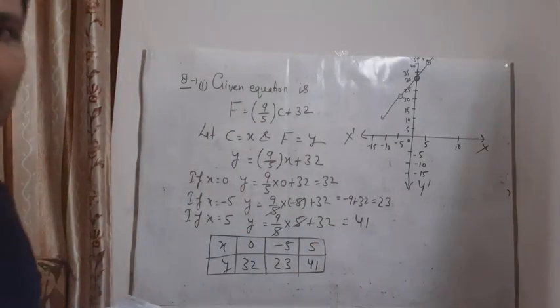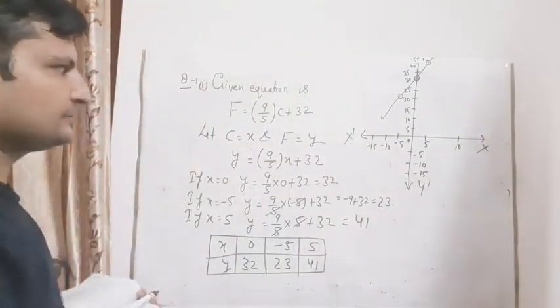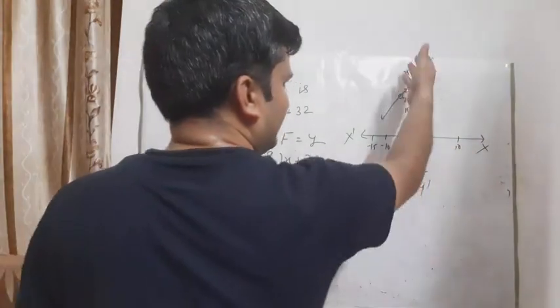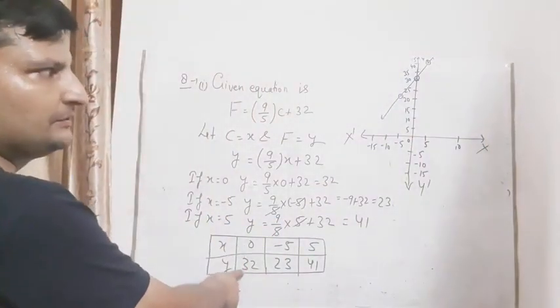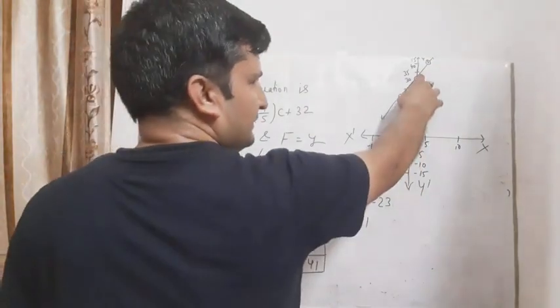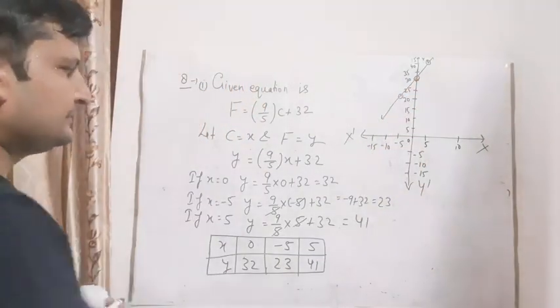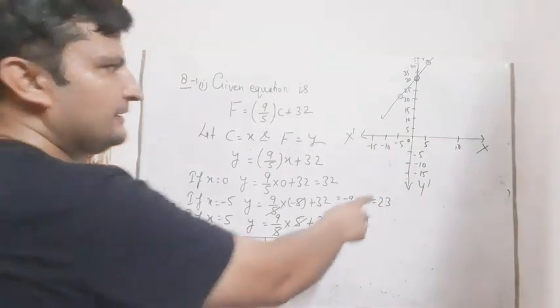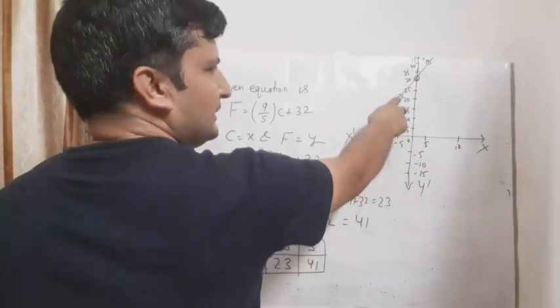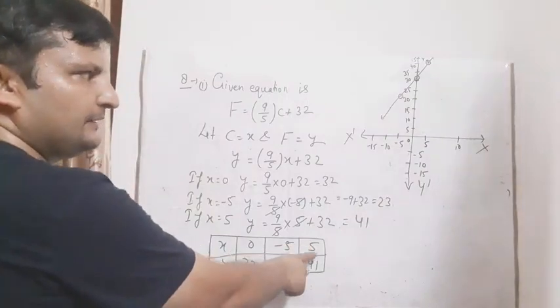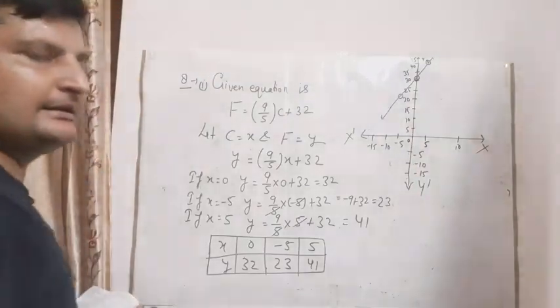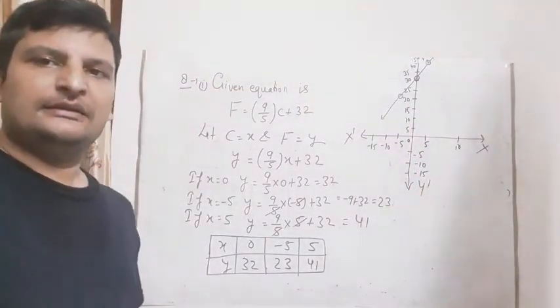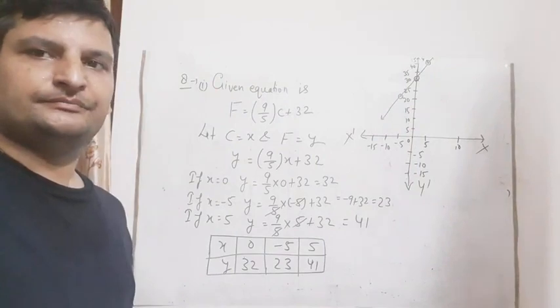So what we have done, we have drawn a graph like this, x-axis and y-axis. We can do it easily, 5, 10, 15 like this. The first value is x is equal to 0, y is equal to 32. When x is 0, y is 32, which will come here, going up from 30. Similarly when x is equal to -5, y is equal to 23. Similarly when x is equal to 5, y becomes 41. So we can join this line. This is the graph of the linear equation. Note it down.